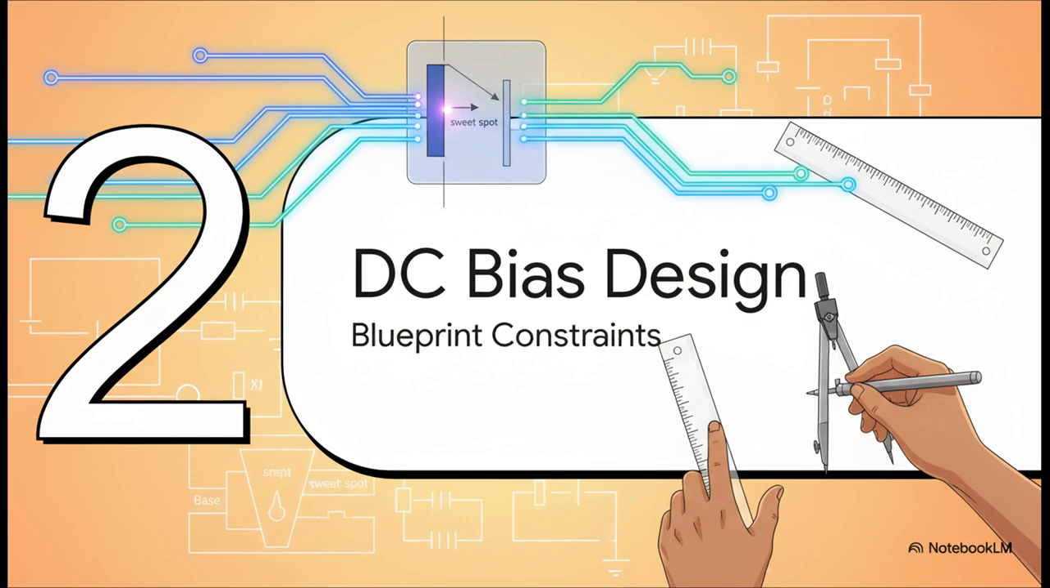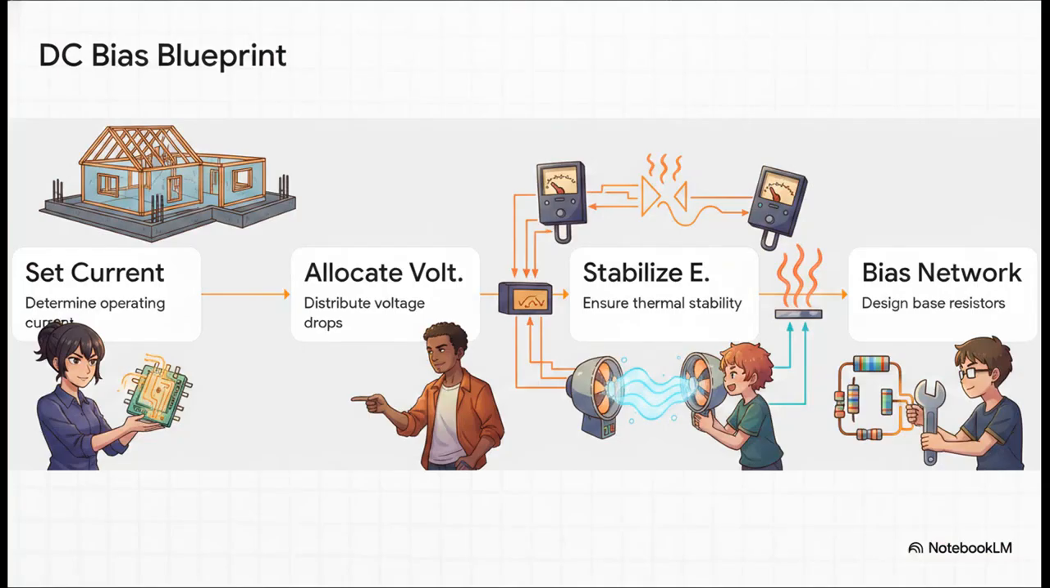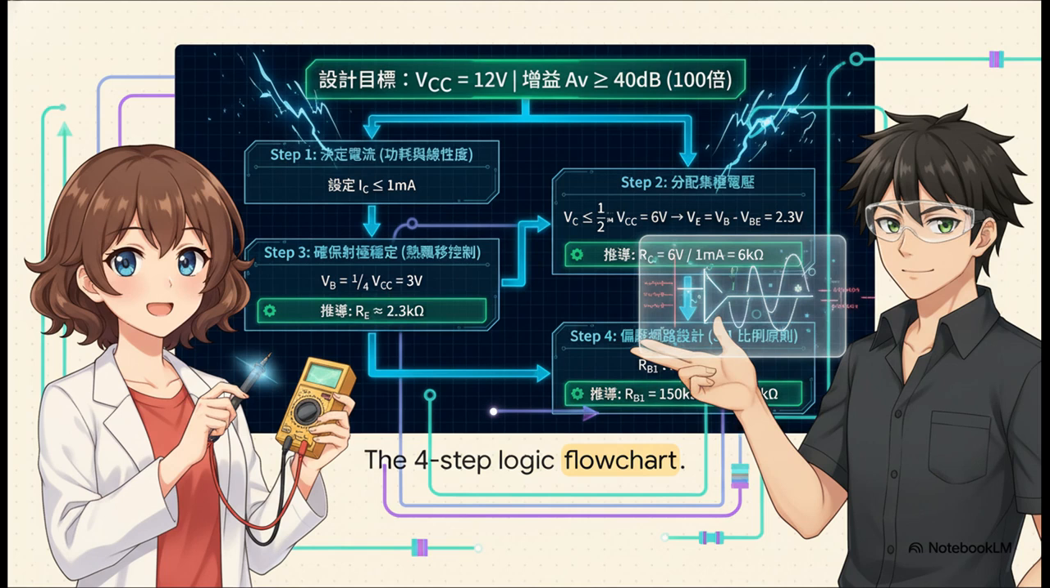This is where we set our blueprint constraints. You can really think of DC biasing a lot like pouring the concrete foundation of a house before you even think about putting up the walls. There's a logical, four-step process to hit our specs. First up, we decide on our operating current. Second, we figure out exactly how to allocate the voltage drops across the circuit. Third, we make absolutely sure the emitter is thermally stable. And fourth, we design the resistor network at the base to lock everything solidly in place. Let's walk through how this actually plays out mathematically.